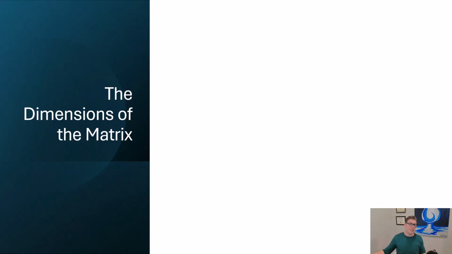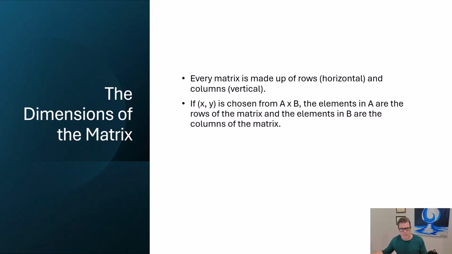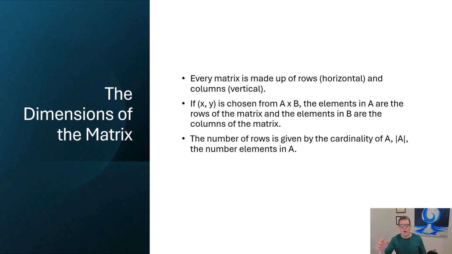So let's talk about the dimensions of a matrix. Every matrix is made up of rows, which are horizontal, and columns, which are vertical. If (X, Y) is chosen from A cross B, the elements in A are the rows of the matrix, and the elements in B are the columns. The number of rows is given by the cardinality of A, which we write as the absolute value of A, the number of elements in A. So if there are 6 elements in A, the absolute value of A is 6.